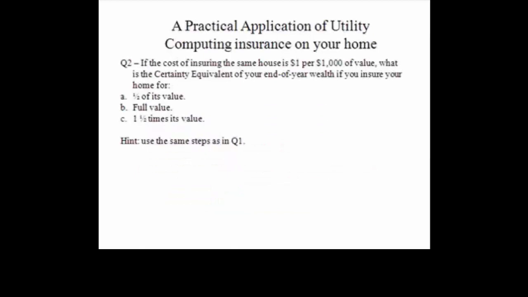The last slide reflects a second question, again found in the same appendix. This is taking the cost of insuring the same house that we just went through in question 1, and it gives you the amount of insurance per $1,000 of value. And it asks what is the certainty equivalent of the year-end wealth if you insure your home for 3 different values. Again, you'll go through steps 1 through 4 that you just went through in the prior example. Once the certainty equivalents are found, compare them and discuss the level of insurance that maximizes the homeowner's utility.